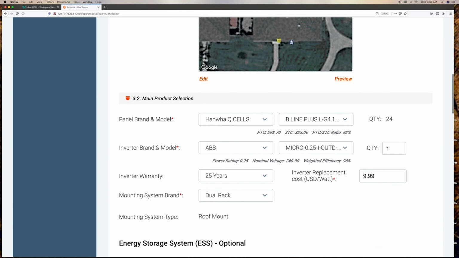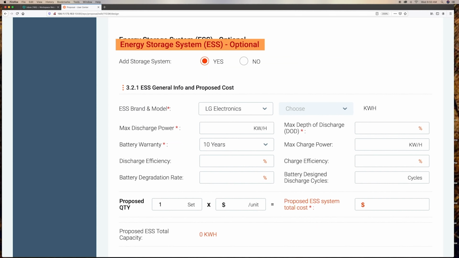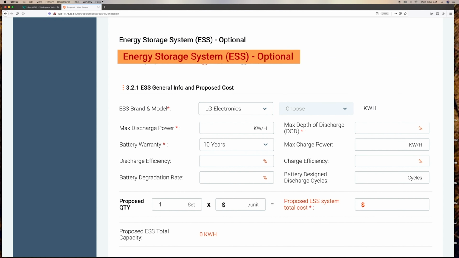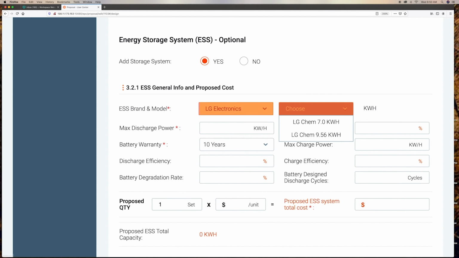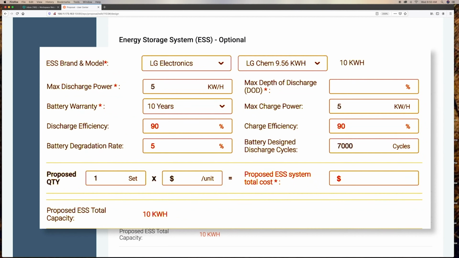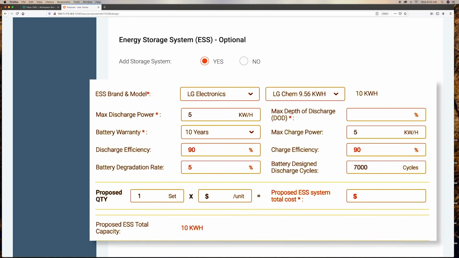Next is the option of adding an energy storage system. If you do add an energy storage system, please select the ESS brand and model first. The battery default settings will appear below. There are several parameters affecting solar offsets and ROI results of the projects according to model simulation.